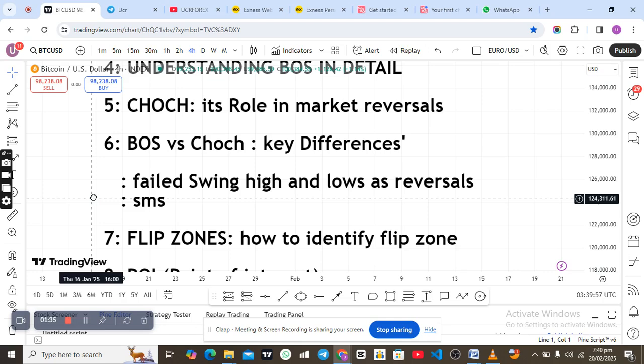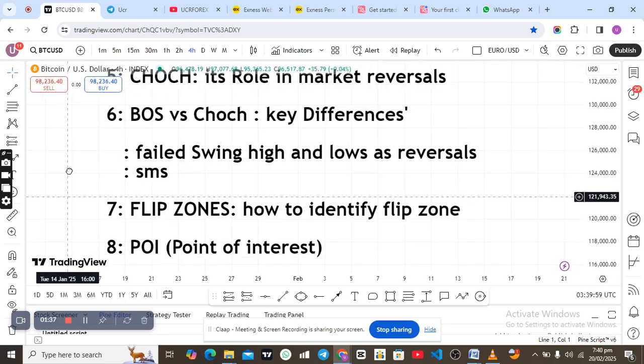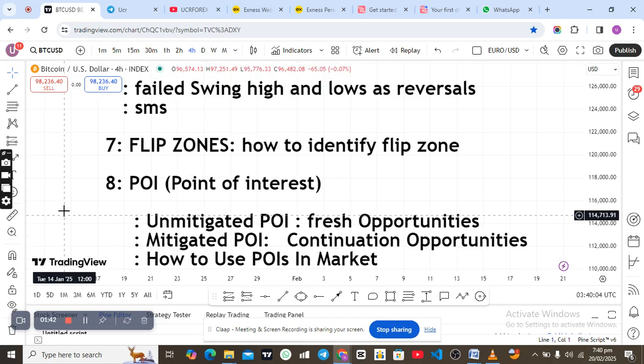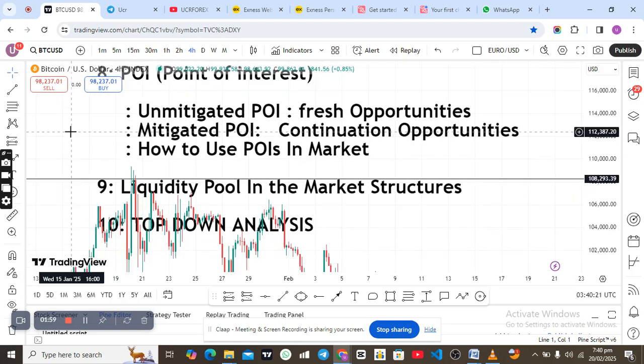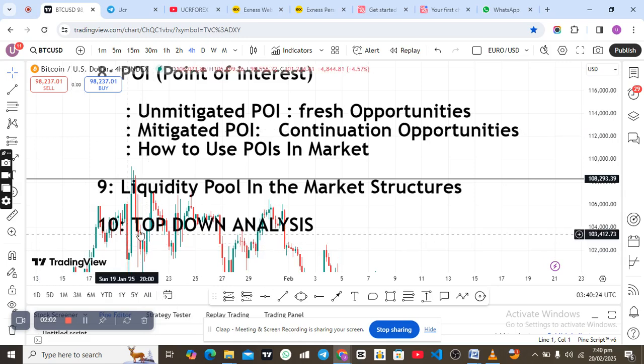And then the flip zone, very important, how to identify a flip zone, and POI, point of interest: the unmitigated point of interest, which gives fresh opportunities, and the mitigated point of interest, which gives consolidation and continuation opportunities, and how to use POIs in the market. Then lastly, I think we're going to be covering liquidity pool in the market, and then top-down analysis.